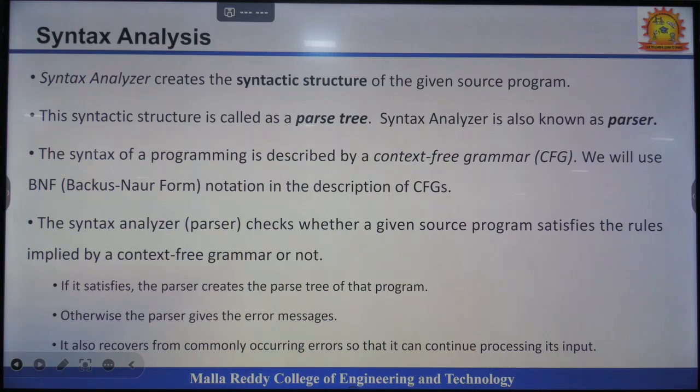So here the syntax analyzer will take a stream of tokens as input and check whether it follows the syntactical structure or not. If it follows the syntactical structure, that will be identified by using context free grammar, and it will generate the parse tree as output. If it does not follow the syntactical structure, then it will generate an error message, and that will be handled by the error handler. In some situations, some of the errors generated can be rectified by the parser itself, and it will continue the process.